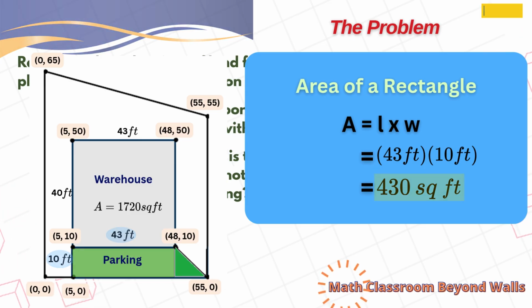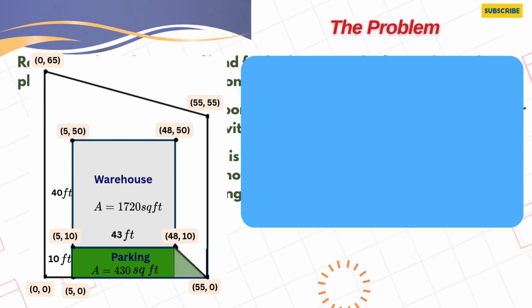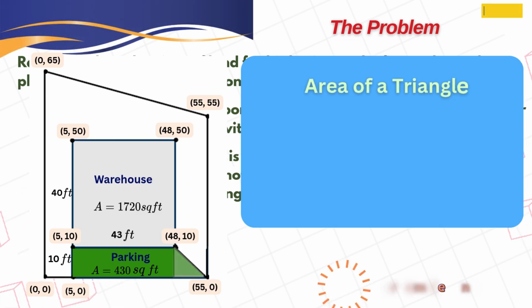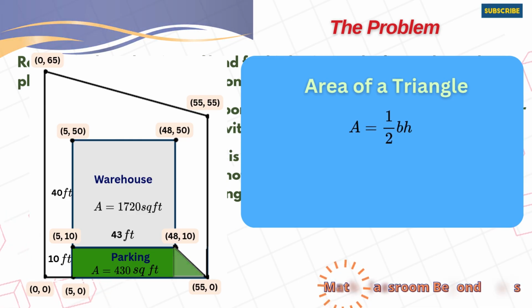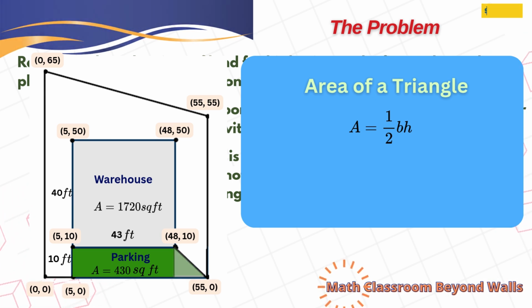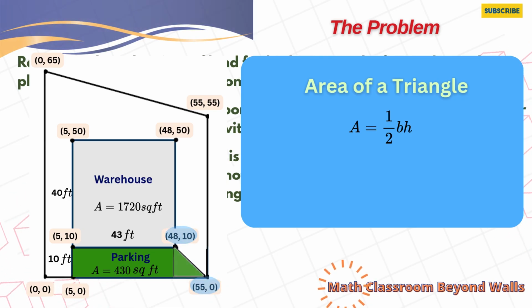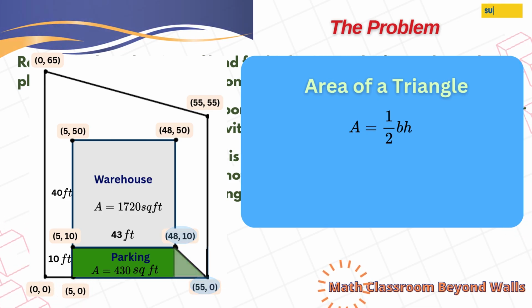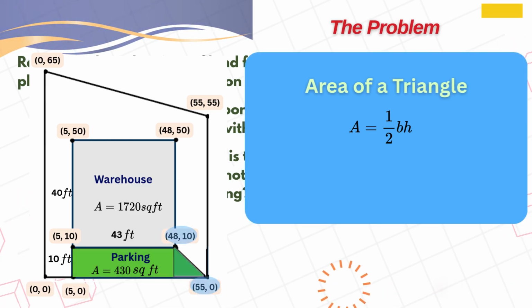Take note that we're still on finding the area of the parking space. Now, we will get the area of the triangle. Remember that the formula for the area of the triangle is 1/2 base times the height. So we need the base and the height of the triangle. To get this, we have to have the coordinates of the vertices of the triangle. Look at where the triangle is, learners. Are all the vertices of the triangle labeled? No, only 2 of its vertices are labeled.